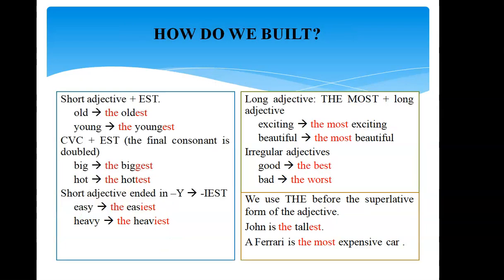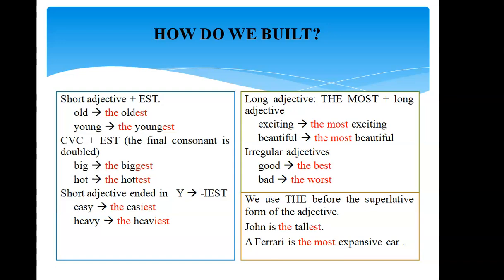How do we build the superlative of short adjectives? Add est. Old, the oldest. Young, the youngest. The final consonant is doubled. Big, the biggest. Hot, the hottest. Short adjectives ending in y: easy, the easiest. Heavy, the heaviest. Long adjectives: the most plus the long adjective. Exciting, the most exciting. Beautiful, the most beautiful.